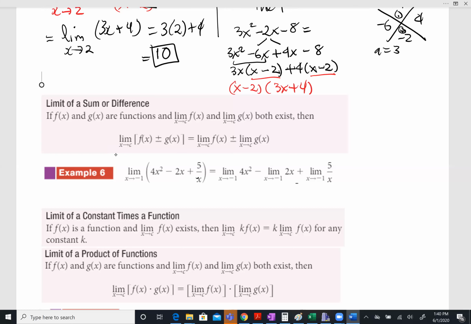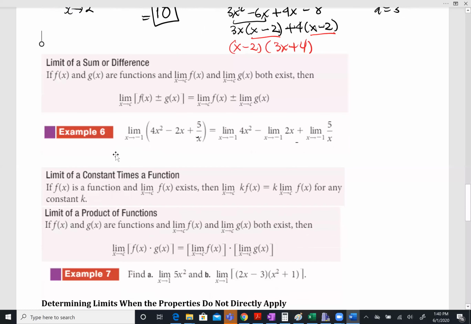But usually, honestly, I don't really like to use this property, but you just need to know that sometimes you may need it for some complicated one. Usually in our class you don't even need to use it. You just right away directly substitute into this polynomial, right?